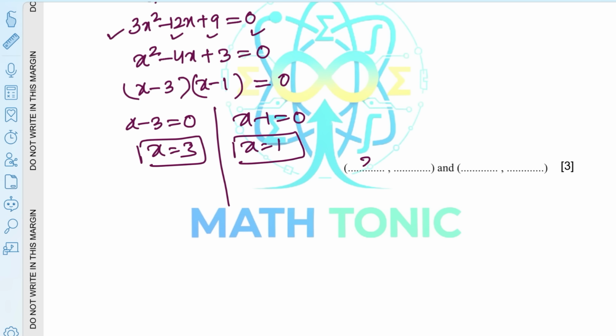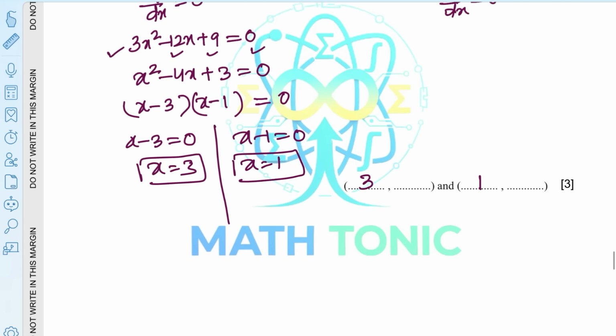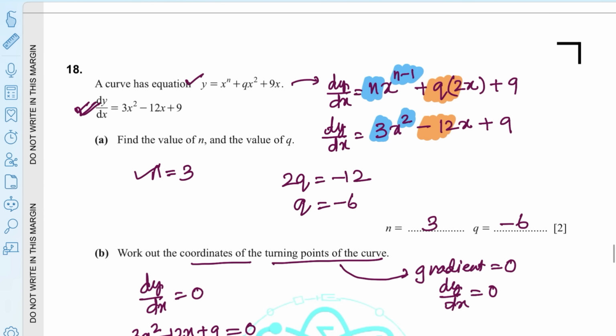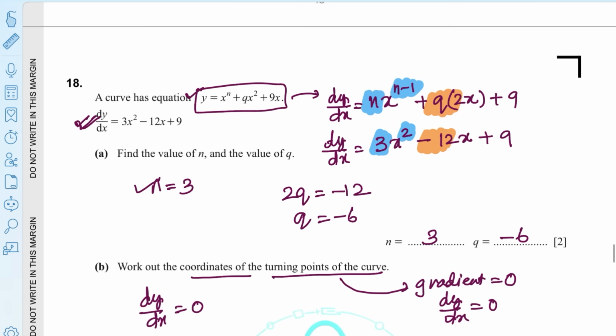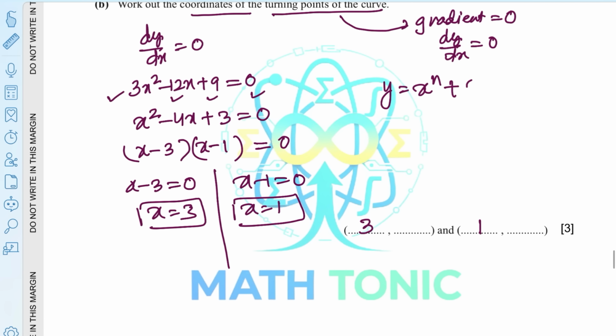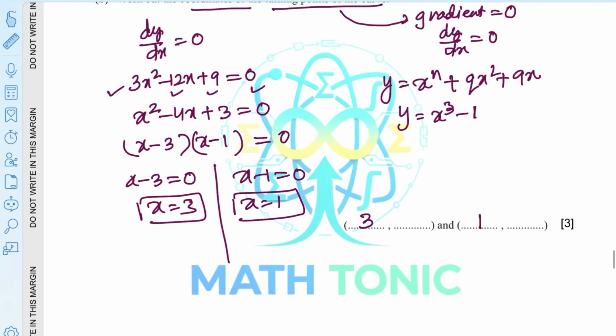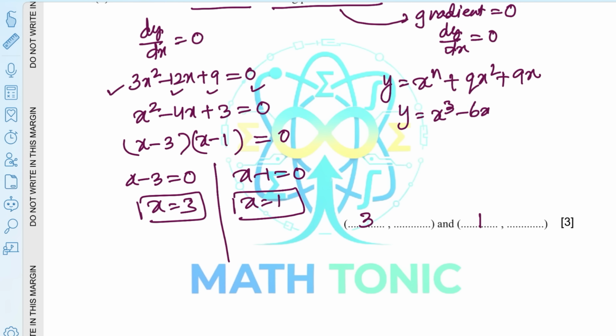But we got the value of x only, right? How to find the value of y? So the y equation is given here. This one, right? And n is 3 and q is minus 6. We got it, right? Let me write down here again. So y equals x to the power n plus qx squared plus 9x. So n we got 3 in the previous part, plus q, sorry, q is minus 6, so minus 6x squared plus 9x. This is the y we got, right?